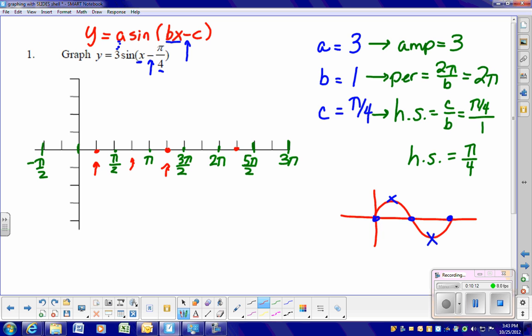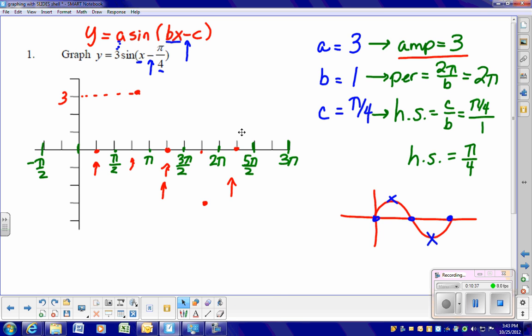Now, how high of a hill does this have? Well, it says over here that my amplitude is 3. So I need to go up 1, 2, 3. 1, 2, 3, boom. See, even with the 3. And my valley needs to be between this point and this point. So halfway between those would be right here, and I need to go down 3.